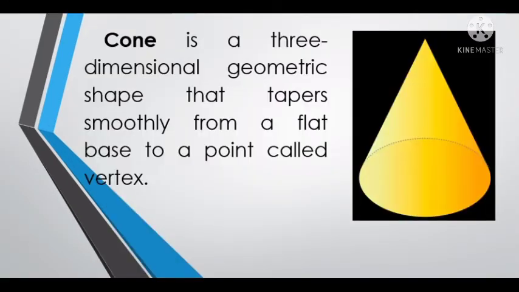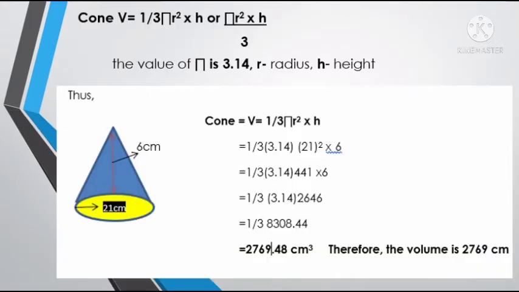Let's go now to the cone. A cone is a three-dimensional geometric shape that tapers smoothly from a flat base to a point called the vertex. The formula in finding the volume of the cone is 1/3 pi r squared times height, or we just multiply pi r squared times height and divide it by 3. Always remember that the value of pi is 3.14, r stands for radius, and h stands for height.